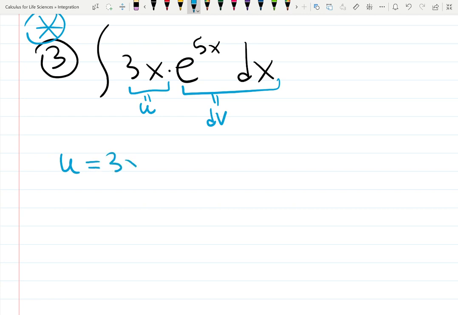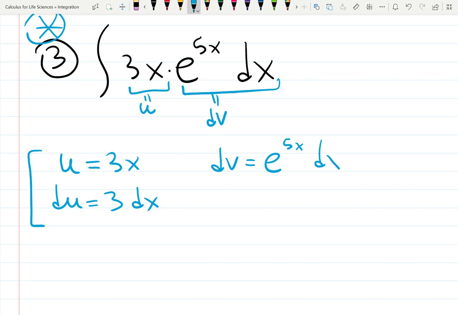u is 3x. du is 3 dx. Let me stop, not to be too fast. dv is e to the 5x dx. And this is the most important part of this example. What is my v? v is the integral of e to the 5x.